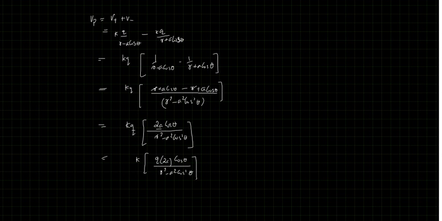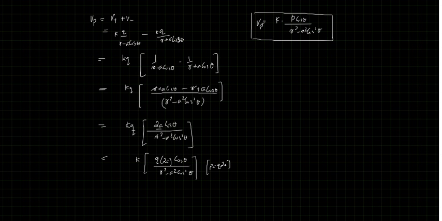Now this relation we can write as V equals K P cos theta by R square minus A square cos square theta. So you see the potential at any point P around a dipole is given as V equals K P cos theta by R square minus A square cos square theta. What is P? P is the dipole moment. P equals Q 2A. It is the dipole moment of the dipole.